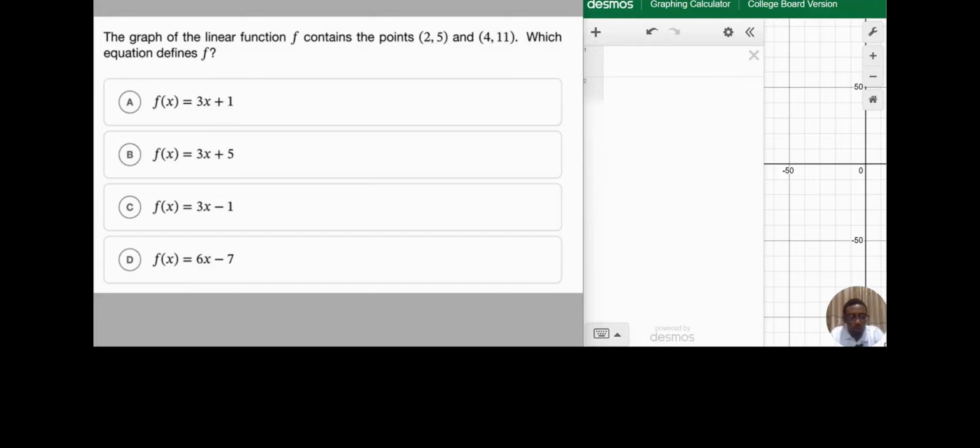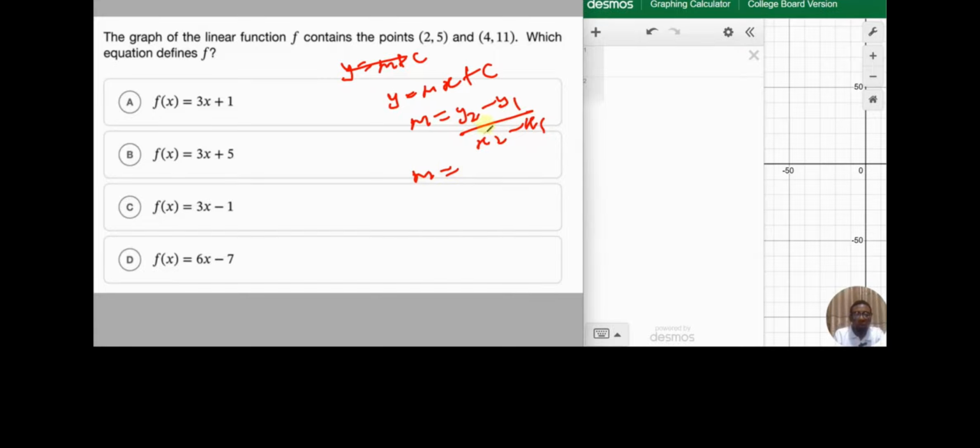So let's go to question number 3. Question number 3 is a question on linear functions. You can see the two points, (2, 5) and (4, 11). So you have to find the equation. Instead of solving it the conventional way using y = mx + c, you get your m using the formula (y2 - y1) over (x2 - x1), which is 11 - 5 over 4 - 2.